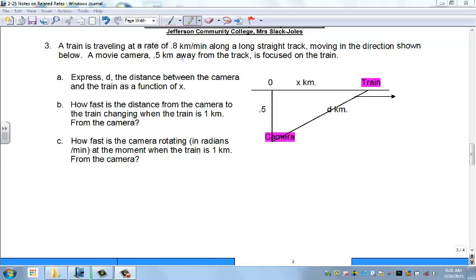Hello again, kids. We're back to the third problem on your notes. It is about a train.